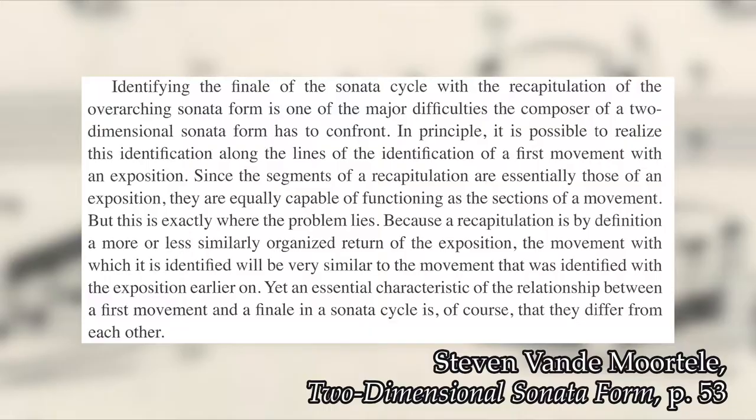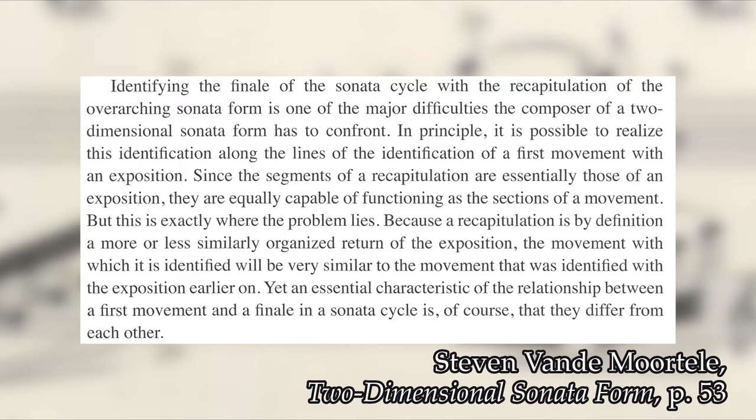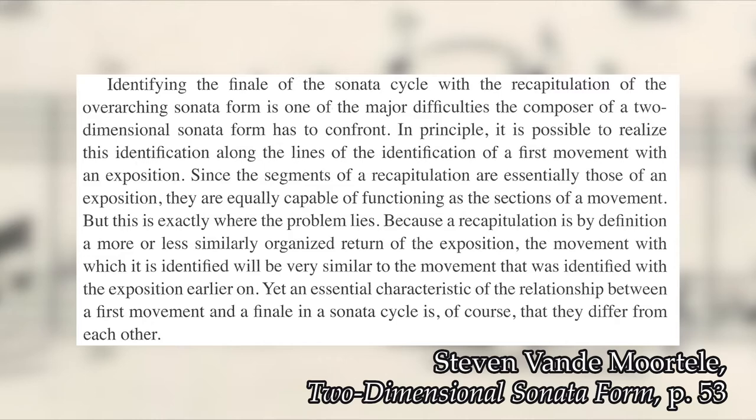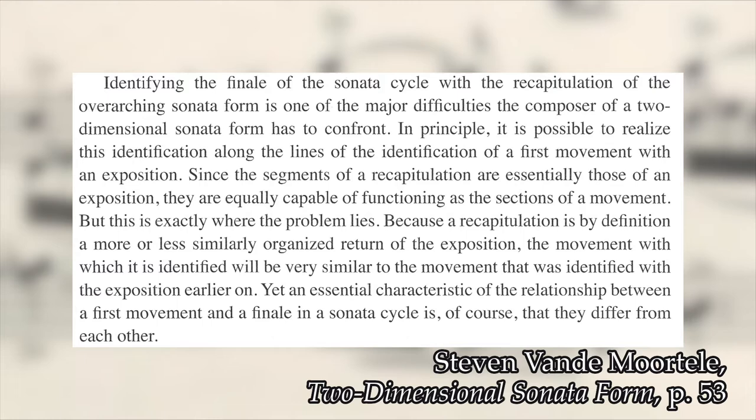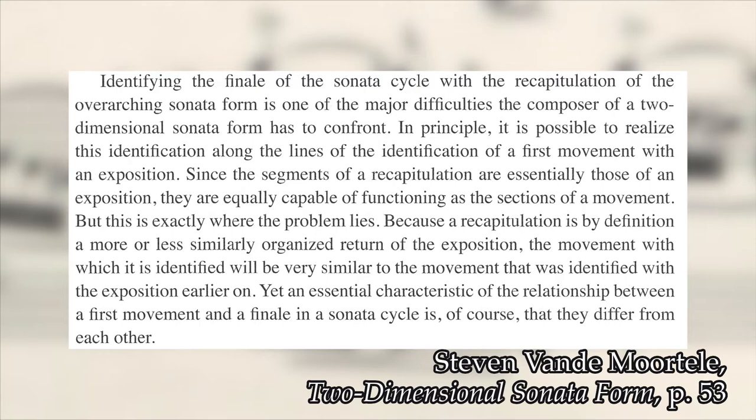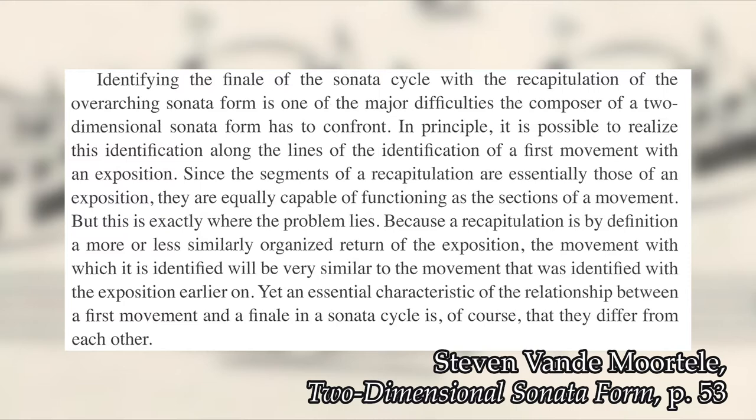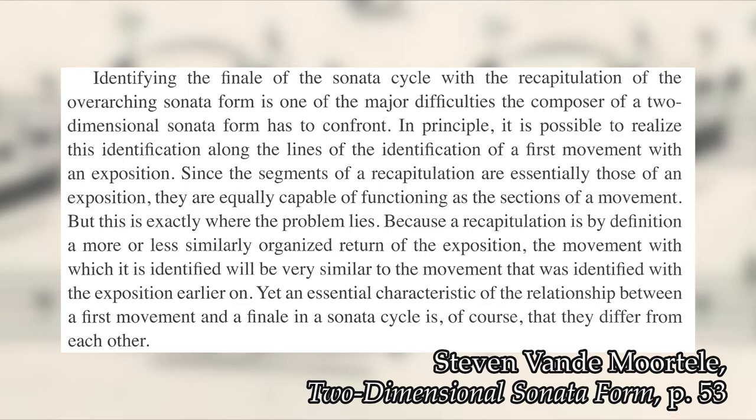Identifying the finale of the sonata cycle with a recapitulation of the overarching sonata form, writes Van de Moortele, is one of the major difficulties the composer of a two-dimensional sonata form has to confront. Because a recapitulation is, by definition, a more or less similarly organized return of the exposition, the movement with which it is identified will be very similar to the movement that was identified with the exposition earlier on. Yet an essential characteristic of the relationship between a first movement and a finale in a sonata cycle is, of course, that they differ from each other.